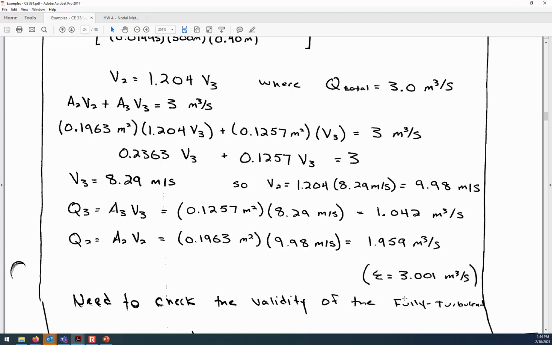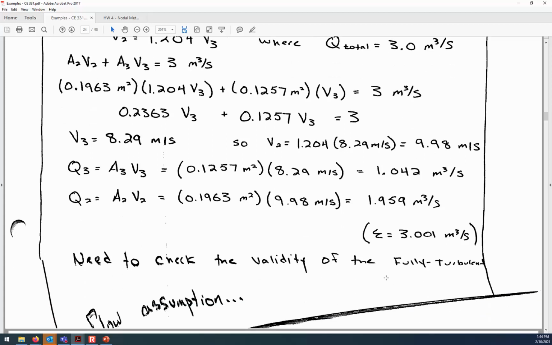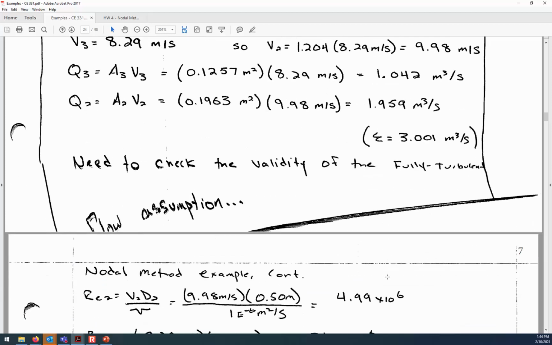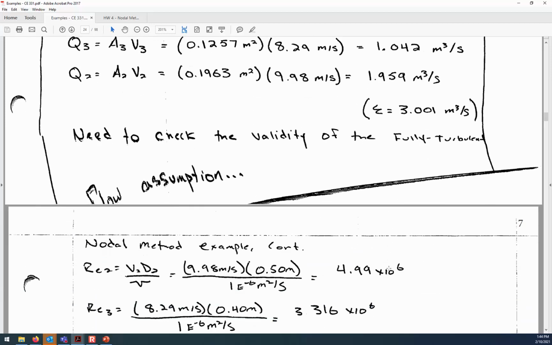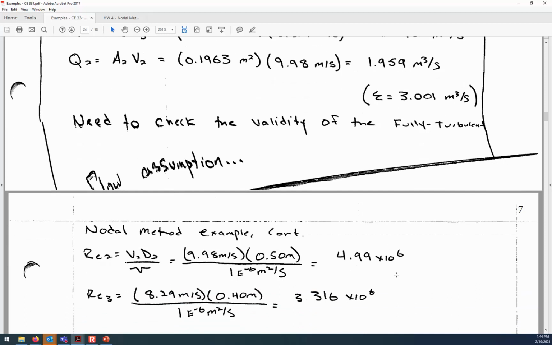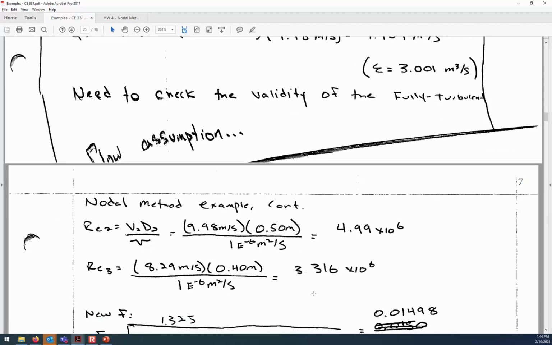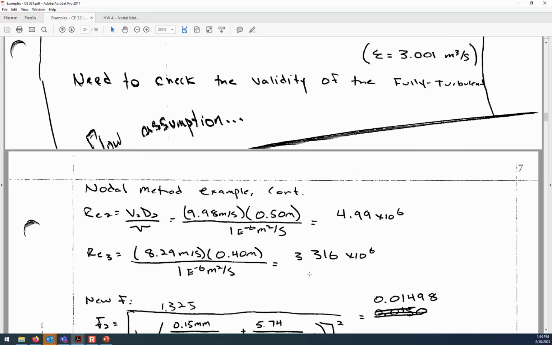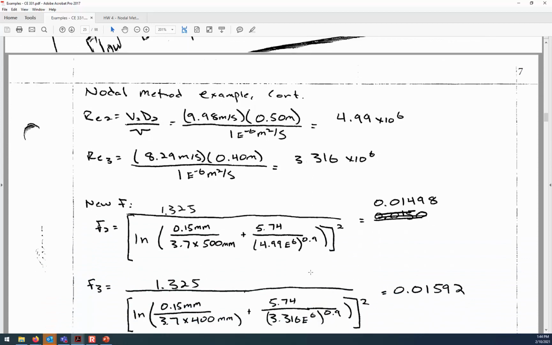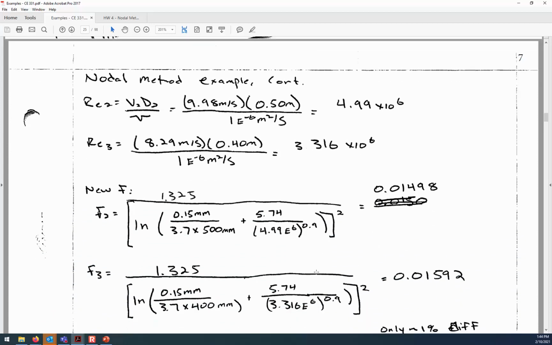Okay, so this is where we are double checking to make sure that fully turbulent flow isn't too simplistic. So we use the 2 flow rates that we've just determined to find the Reynolds number through each pipe. So the Reynolds number through pipe 2 is about 5 times 10 to the 6th. Reynolds number through pipe 3 is 3.3 times 10 to the 6th. Now, we'll calculate the F values for each pipe with the full version of the Jain equation this time. So we're not just doing the abbreviated version of the Jain equation.